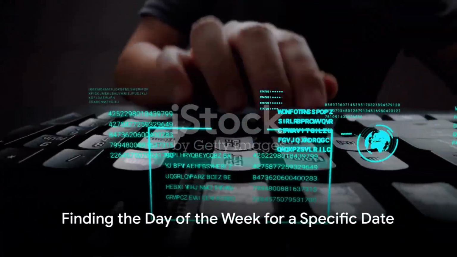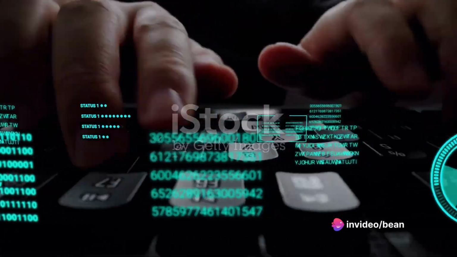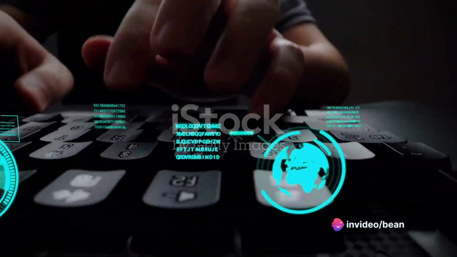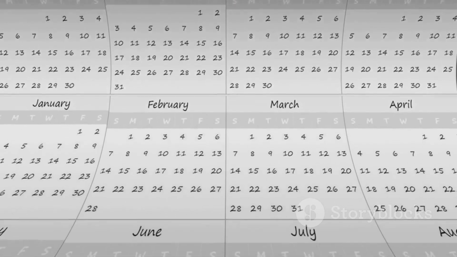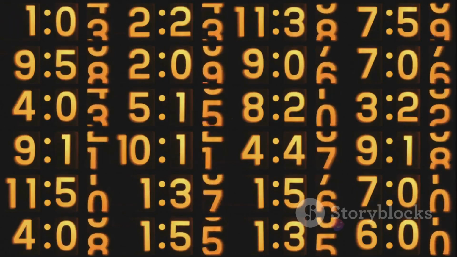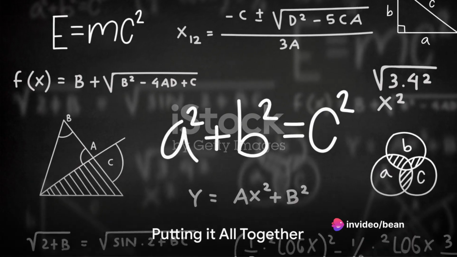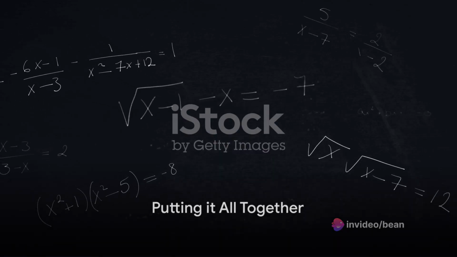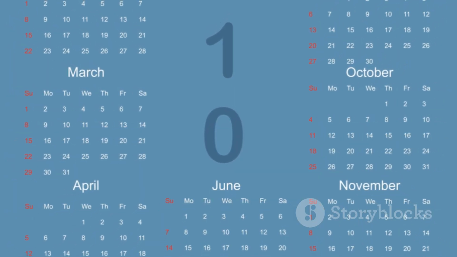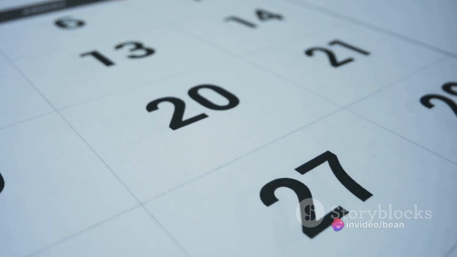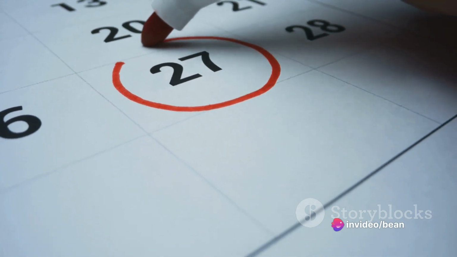To find the day of the week for a specific date, you'll need to know the Doomsday for the year, as well as the offset for the month and the day. The month offset is a predetermined value that varies from 0 to 6, depending on the month. The day offset is simply the number of days between the desired date and the closest Doomsday. Add the year's Doomsday, the month offset, and the day offset together, and divide by 7. The remainder is the day of the week for your desired date, with 0 representing Sunday, 1 representing Monday, and so on up to 6 representing Saturday.